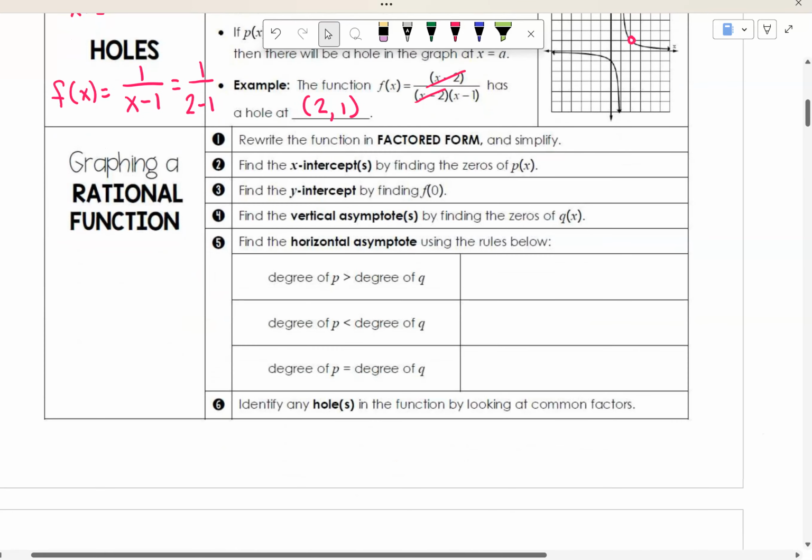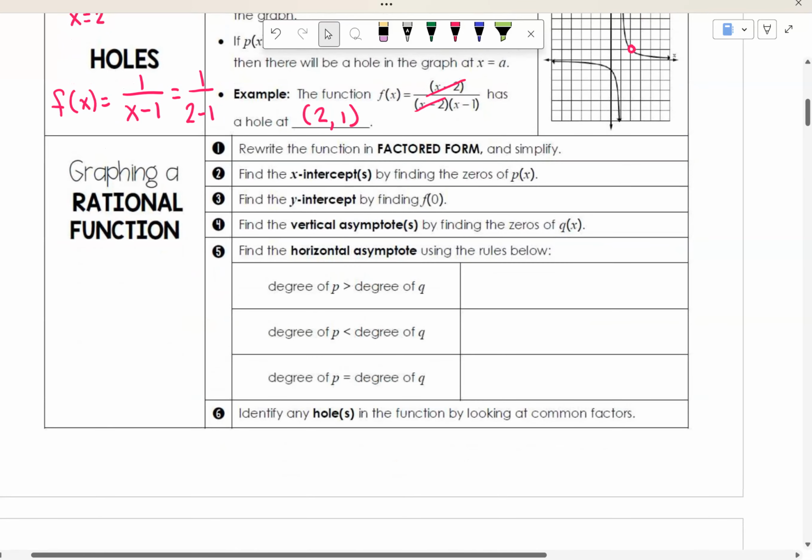So probably one of the biggest things about graphing rational functions is making sure that you know what to do to find all the parts. So the most important one is putting it in factored form. We have to do that because that allows us to find our holes. So typically factored form is like the first thing that I do, and then number 6 is the next thing I do because I want to take care of my hole. Then after that, I just do my x-intercepts. So remember, when you want an x-intercept, y is 0. When you want a y-intercept, x is 0.